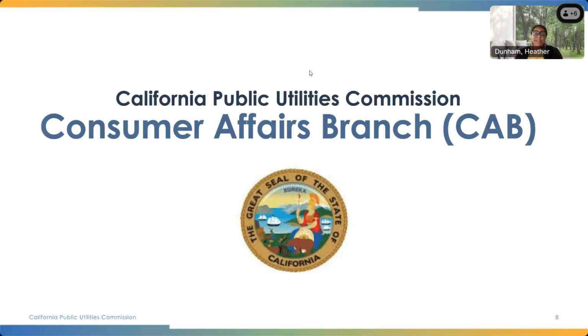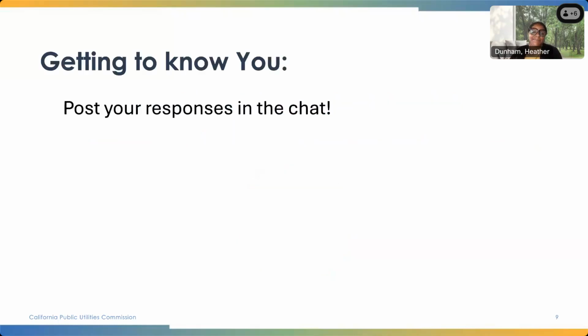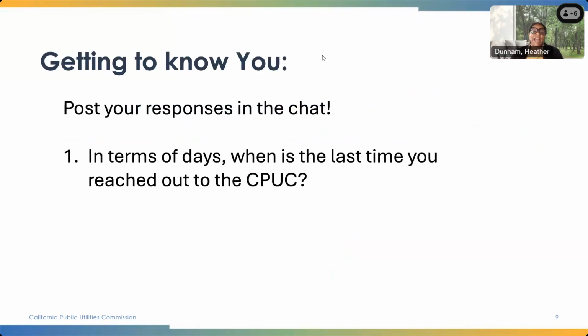Before we get started, we want to just get an idea of what you might already know about contacting CAB. Next slide, please. So I have a couple of questions here. I want you all to jump into the chat, bring some of your energy there. The first question being, and you can just post this right in the chat, we'll have someone sharing it out. In terms of days, when is the last time you reached out to the CPUC?